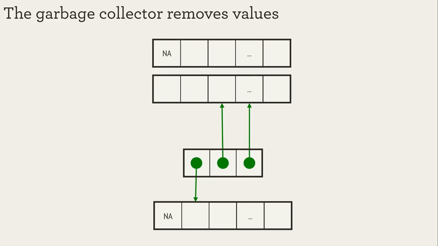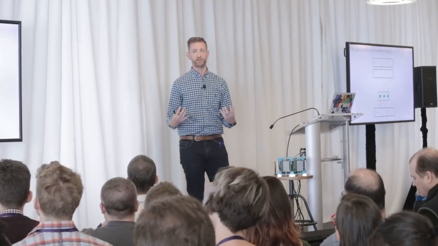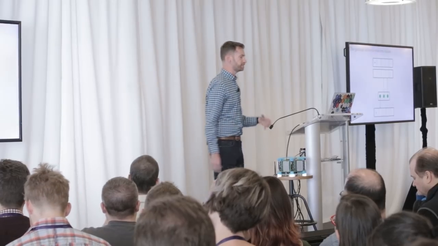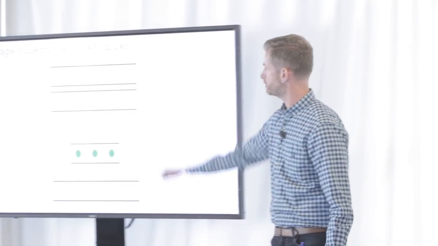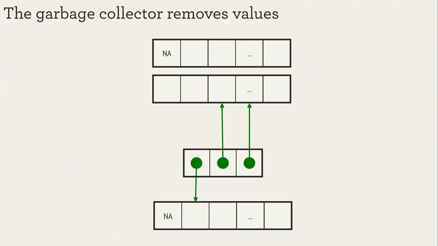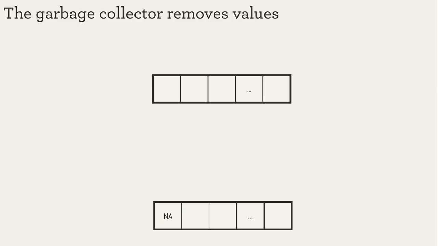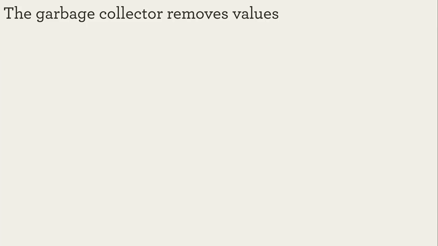And what the garbage collector does is every so often, either when you need more memory or just every so many vector creations, R is going to go through and look for all of the objects that have no references pointing to them, and it's going to clear them out so you can use that memory again. So in this case, it's going to find two objects that nothing points to, this vector at the top and this list down the bottom, and it's going to delete those. And then it's going to realize that now there are two new vectors that don't have anything pointing to them, and it's going to get rid of those as well.